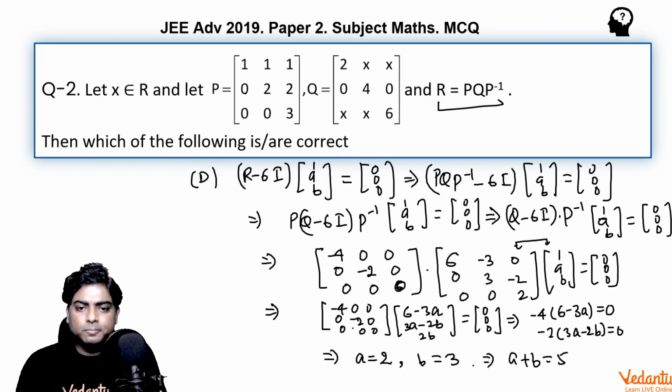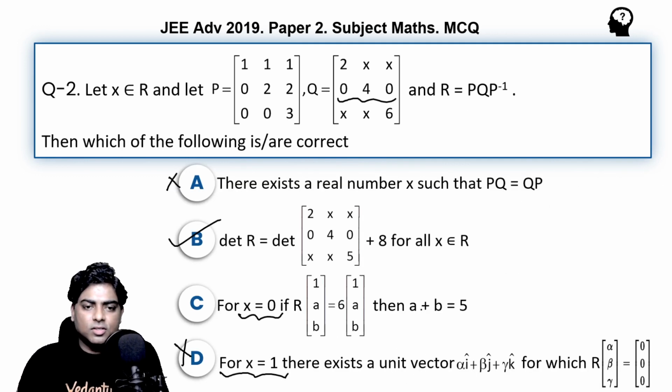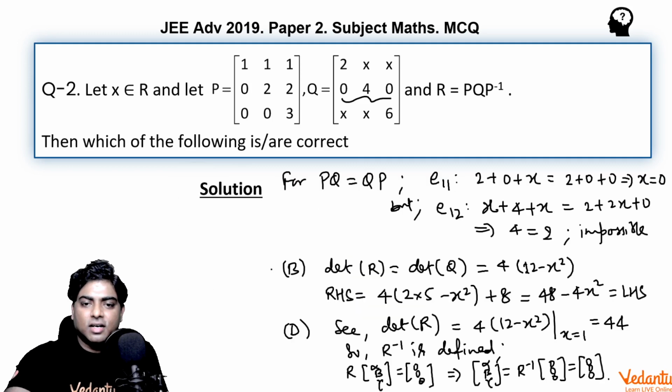So in that way we can see that option C is correct, isn't it? So finally the options B and C are correct in this question. I hope you understood the solution. You may go through the typed version also.